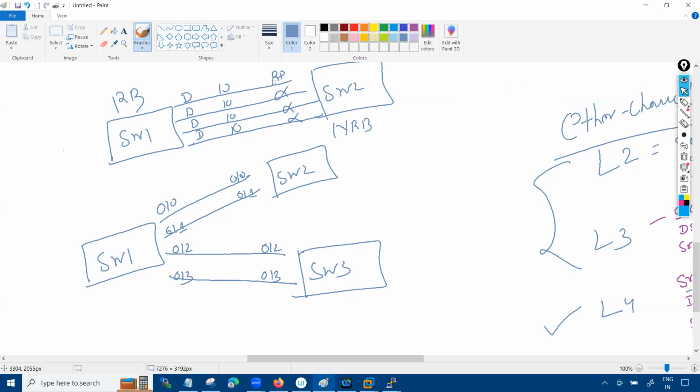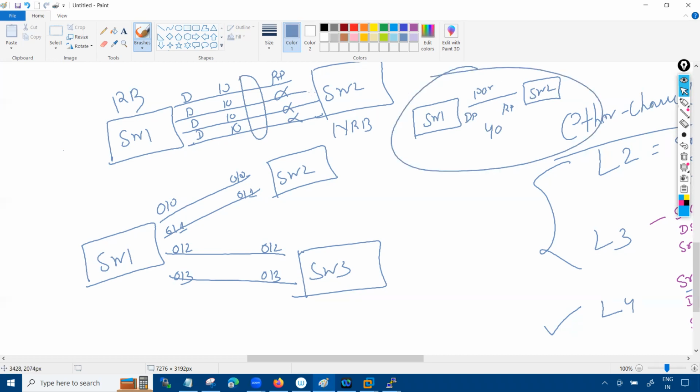So it's a complete wastage of this 40 meg of links. To avoid this, we convert the physical links into a logical link. Now my logical topology will be like this: switch one, switch two. We are not going to run spanning tree on the physical links; we run spanning tree on the logical link, which is my port channel. So this is now 40 meg. Now we don't have any blocking, just our DP and RP.